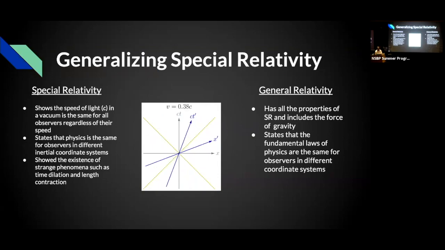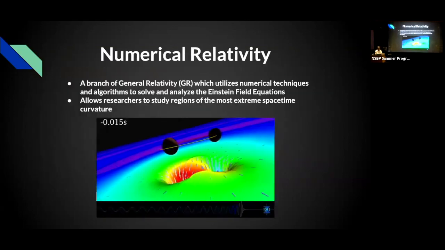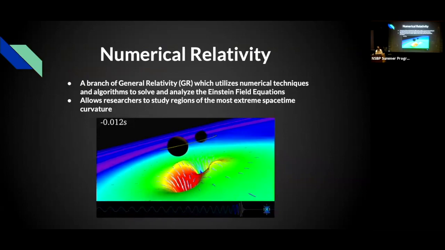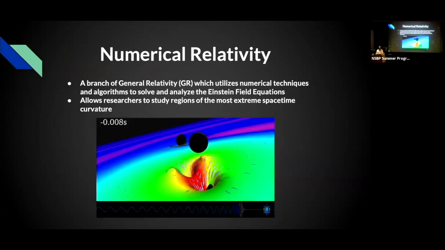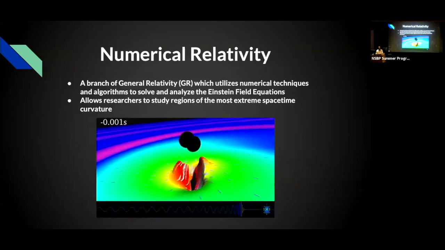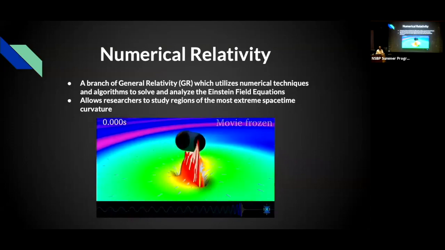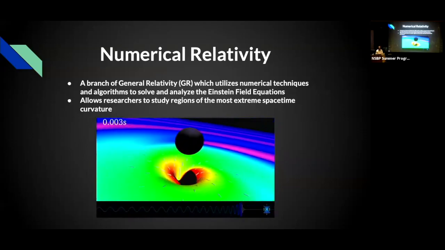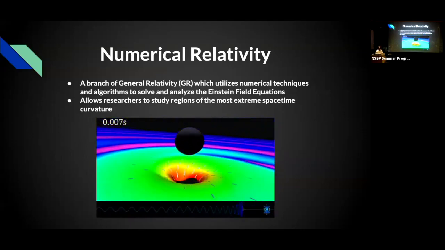So let's talk a little bit more about how we can plug this into a computer now. Like I said, one of the main purposes of this project was to use the SpEC numerical relativity code to study regions of space that we cannot solve analytically. One such example of this would be binary black holes running into each other.